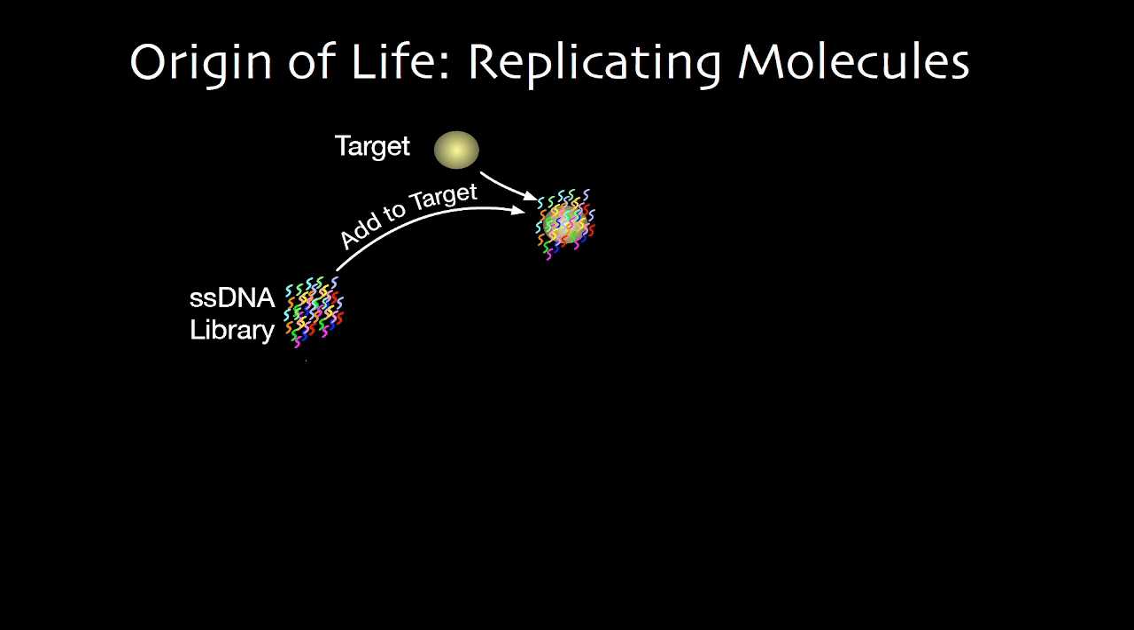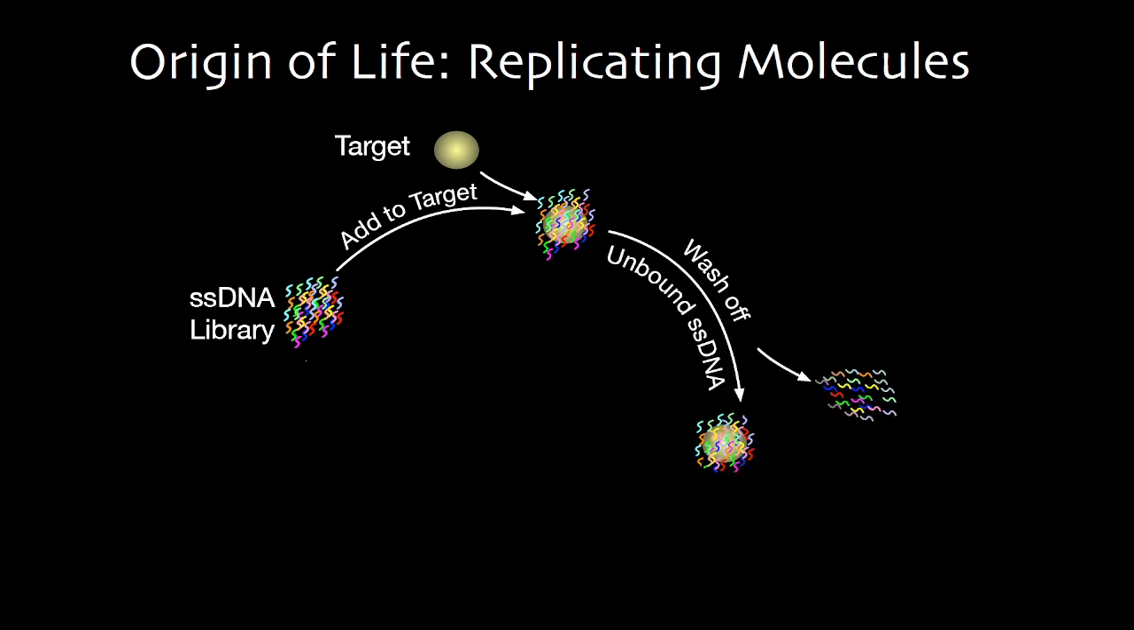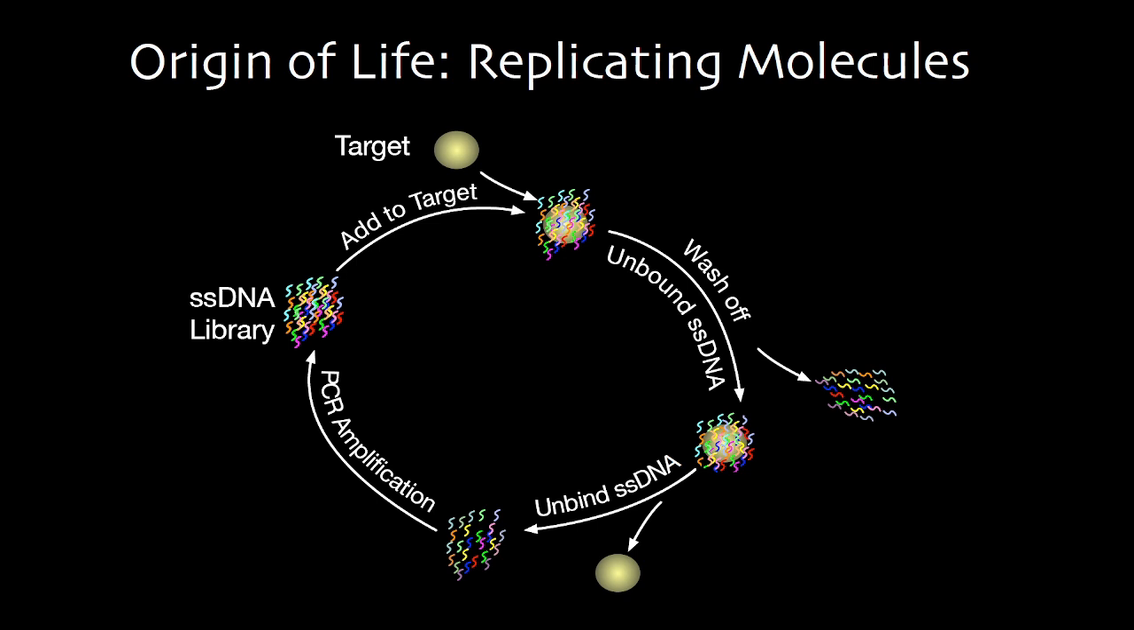So we have a single-stranded DNA library that we throw on a target. We then wash off the things that don't attach to the target, get rid of the target, and PCR amplify everything that's left. So are we going to see lifelike processes here? Well, the answer is, of course, yes, because it's PCR, and of course you're going to get things. This is non-immunogenic PCR, right? We're just trying to see how we can get things to evolve.